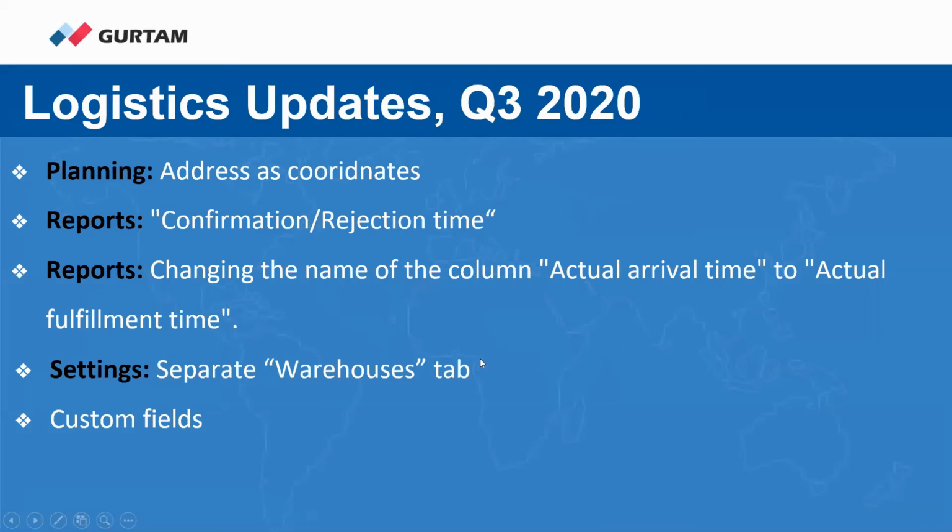and the next updates will be related to our delivery application, logistics. So for logistics, we now have the addresses as coordinates. You can put addresses as coordinates. Also in reports, we added a new tab, confirmation and rejection time. Also in reports, the previous name, actual arrival time, was changed to actual fulfillment time. For warehouses now we have a separate tab. Before it was part of the general settings. And also we have some updates about custom fields.